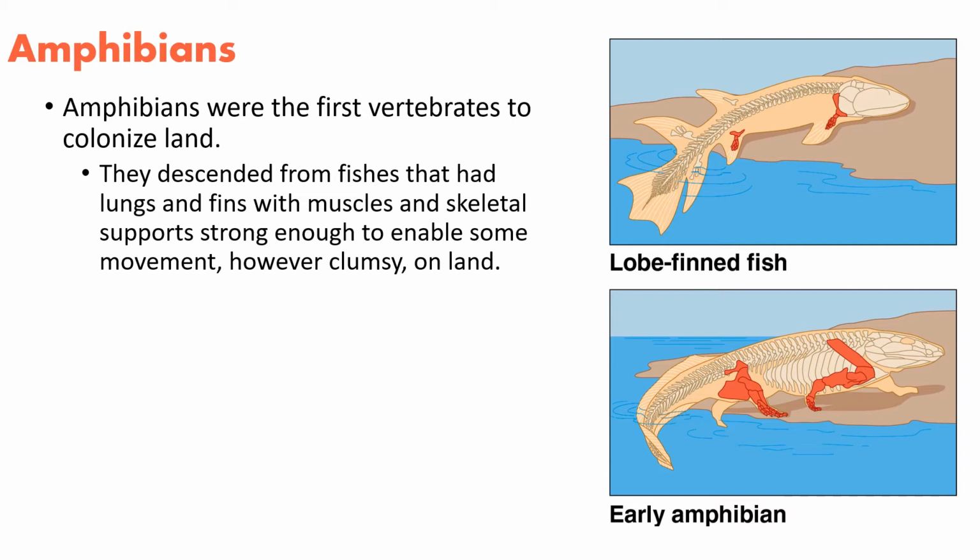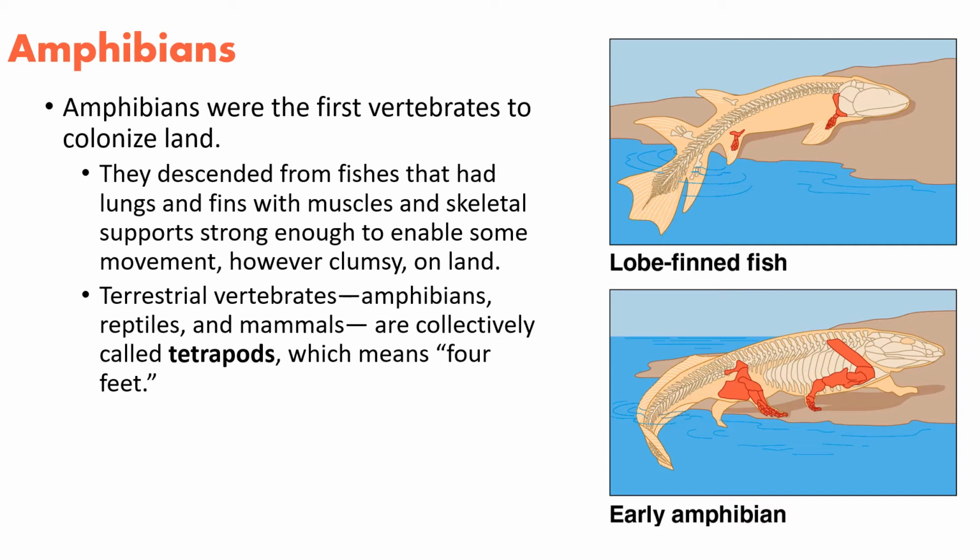The first terrestrial amphibians, as we call them, were extremely clumsy and not very good at walking. But through the process of evolution, you can see the development of a better mechanism for moving on land, which ultimately is the 4 limbs. The terrestrial vertebrates, the amphibians, reptiles, and mammals, are all part of a group called the tetrapods. The word tetra means 4 and pod means foot, so this means 4 feet.